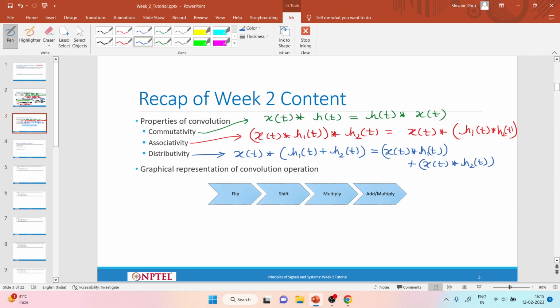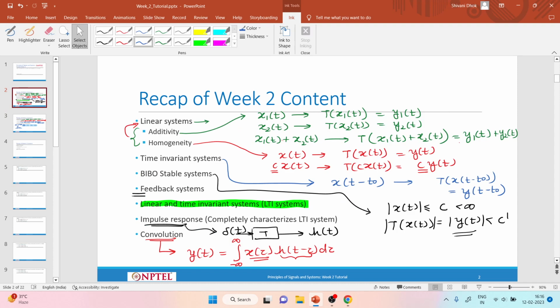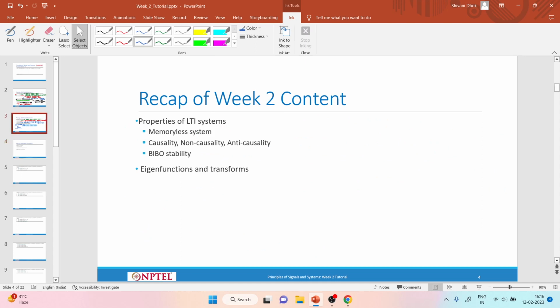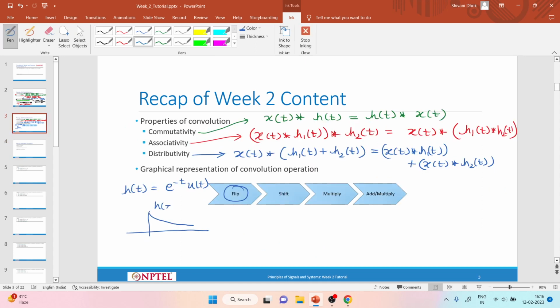It actually consists of four parts. First one is flip. If I have an impulse response, let's say h of t is equal to e power minus t u of t, then first I need to flip this. So this is actually my h of t, and let us consider this variable as h of tau, because if we look at this integral, it is a function of tau.